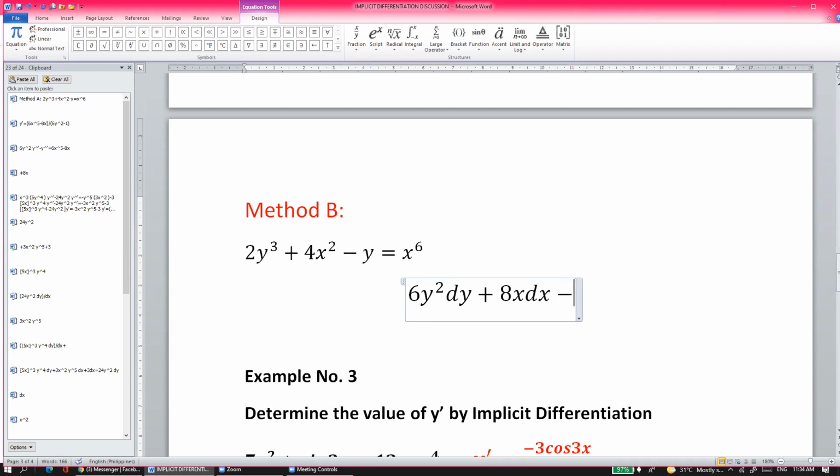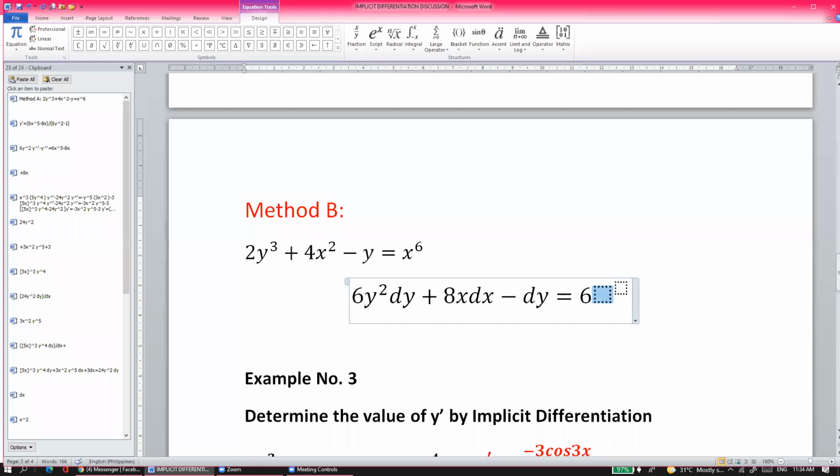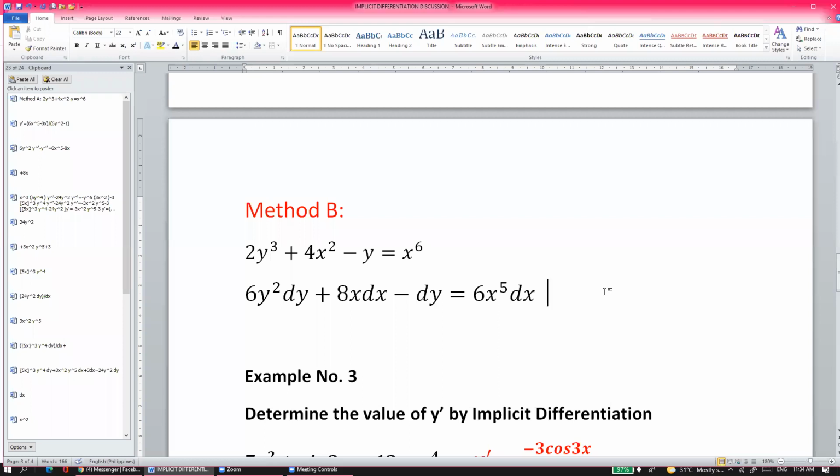Okay, how about the next term? Minus 1 dy lang po. dy. Okay, dy lang. How about the next term? What will be its derivative? 6x to the fifth power, and then dx. Hindi nakakalimutan dapat yung mga yan, ano? Okay, next. Ano yung multiply ko dyan? 1 over dx. Okay, that's very good. So I need to multiply the entire equation by 1 over dx.